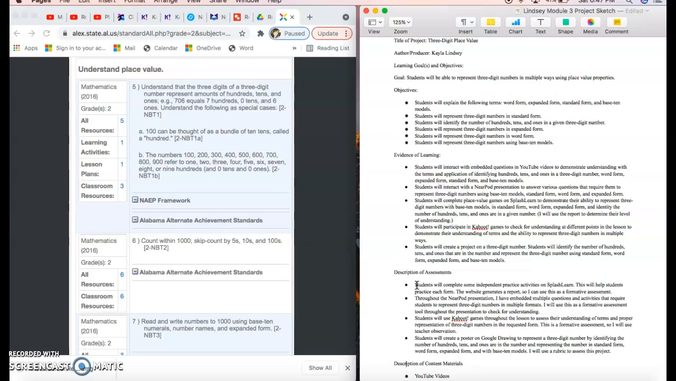The Kahoot games will assess their understanding of the terms as well as the proper representation of a 3-digit number in the requested form, so I can use that as a formative assessment. And finally, the project that I'm having the students complete on the 3-digit number, I'll have them make a poster using Google Drawing to represent that 3-digit number, and I have a rubric to assess that project.